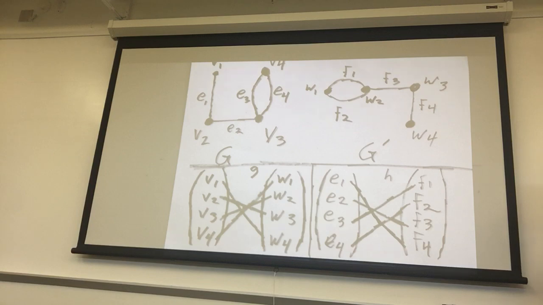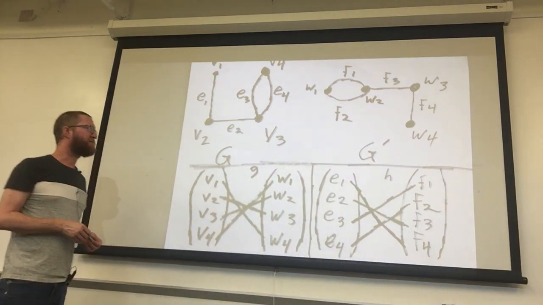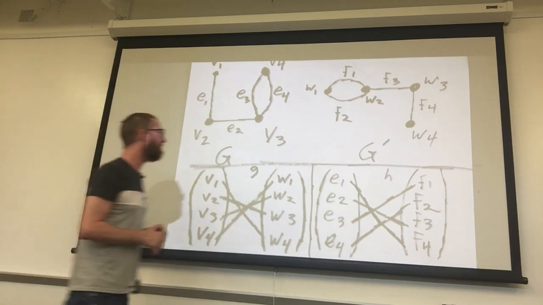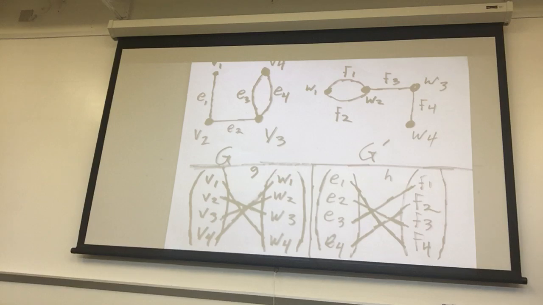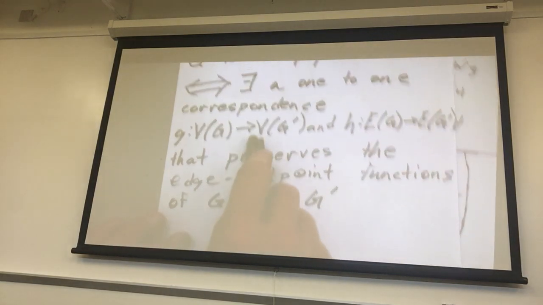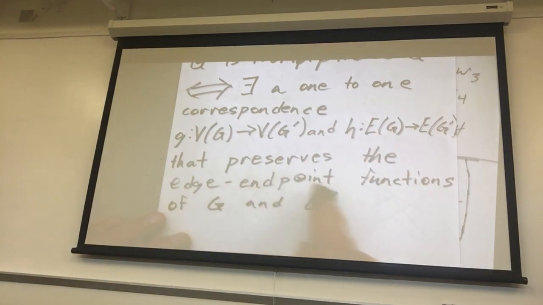Now, in your book, it says this is enough justification for this to be an isomorphism, but truly justifying isomorphism is a little bit more difficult. So, what did we do on this part right here? We have a one-to-one mapping of the vertices from one to the other and the edges from one to the other. We got an existence of a correspondence between the vertices and the edges, and then we have to say that it preserves the edge to endpoint functions.